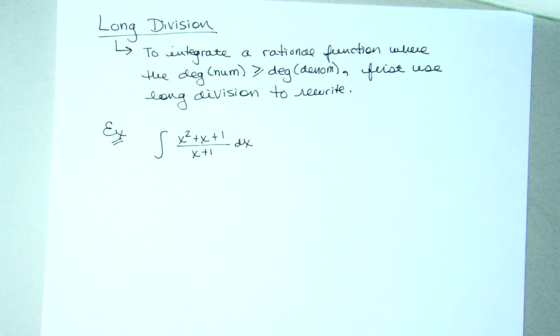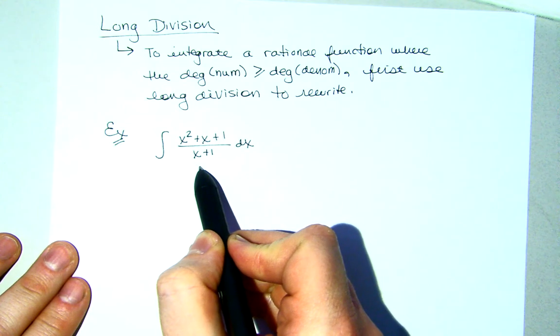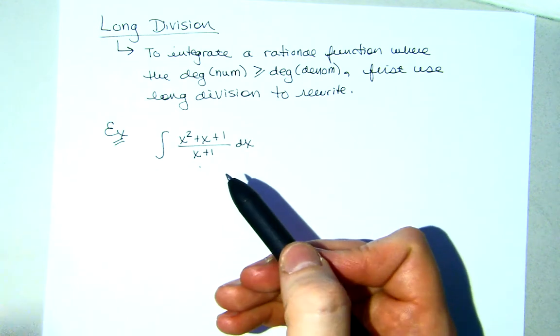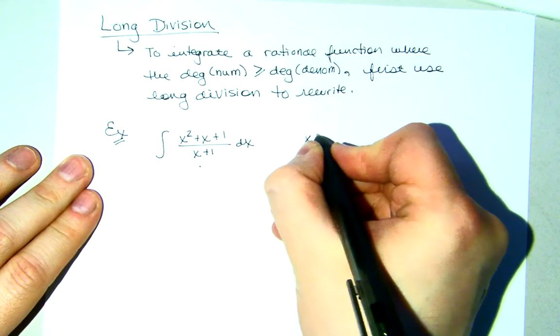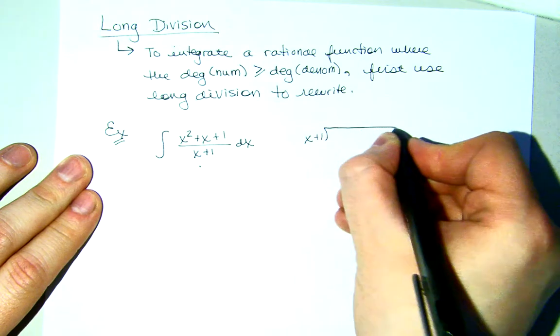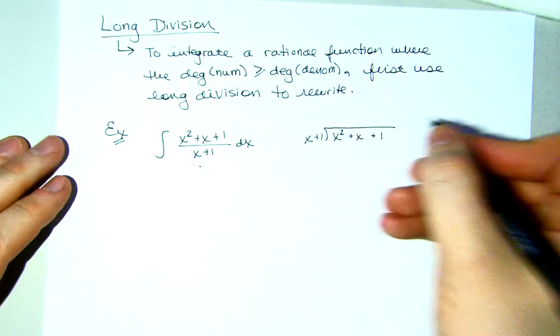So I'd like to look at the example of the integral of x squared plus x plus 1 over x plus 1. And I'd think that if you tried your u substitution, u equals x plus 1, du is 1 dx, there's a lot of stuff that wasn't taken care of here. So that's not going to work. Because the degree of the numerator is greater than or equal to the degree of the denominator, I'm going to start by using long division to rewrite the problem in an equivalent form. So I'm going to divide x plus 1 into x squared plus x plus 1.